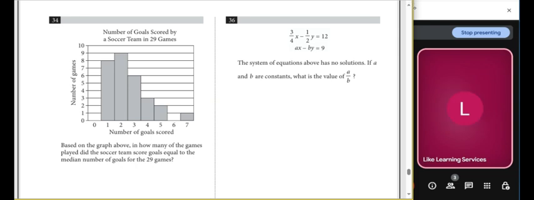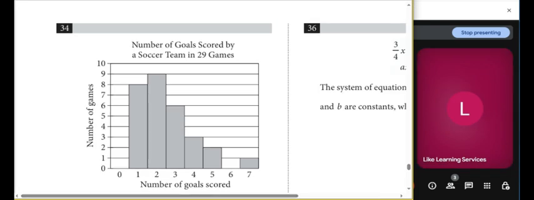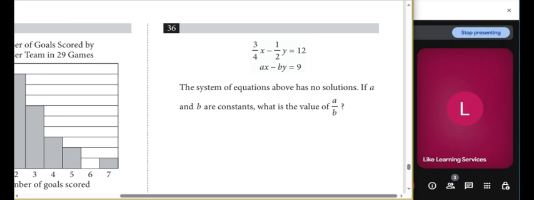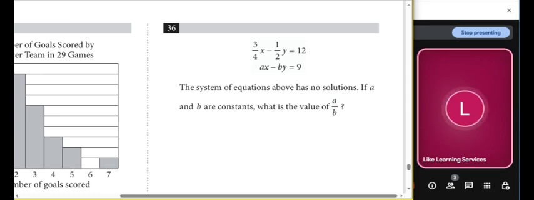Let me zoom in. The system of equations above has no solution. Wait, I think I can solve that one. Yeah, we better do, so that we start with this. The system of equations above has no solutions. Now, what do you do?